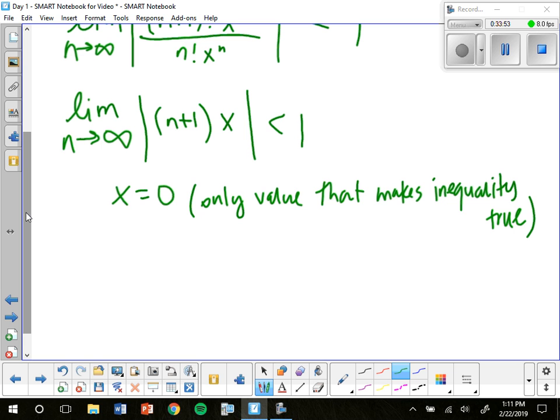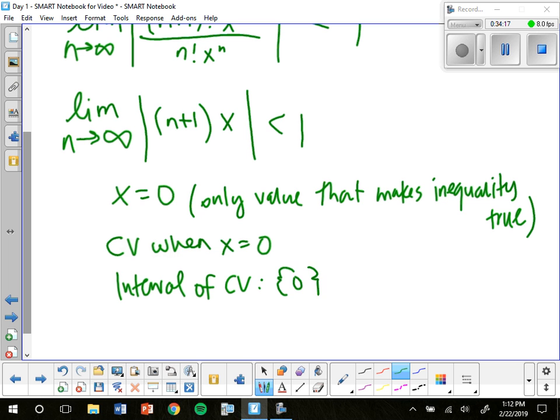So we just found a case where we only converge at one number, and that's at our center. We say this converges when x equals 0. Does it make sense to talk about an interval of convergence? No, we don't really have an interval. Sometimes you just write it in brackets, like there's only one number in that interval. It's just 0. There's no interval.